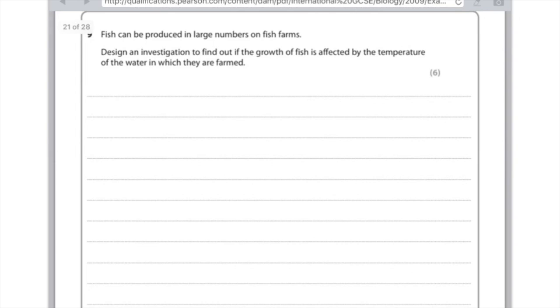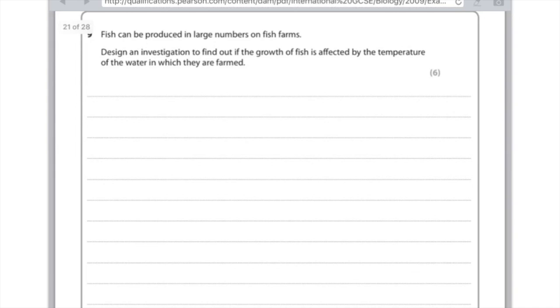You need to say that you're going to measure the length of the fish. So the dependent variable here, because you're looking at how much they grew, you could say here that you're going to measure the length of the fish or how much they weigh, their mass, for example.